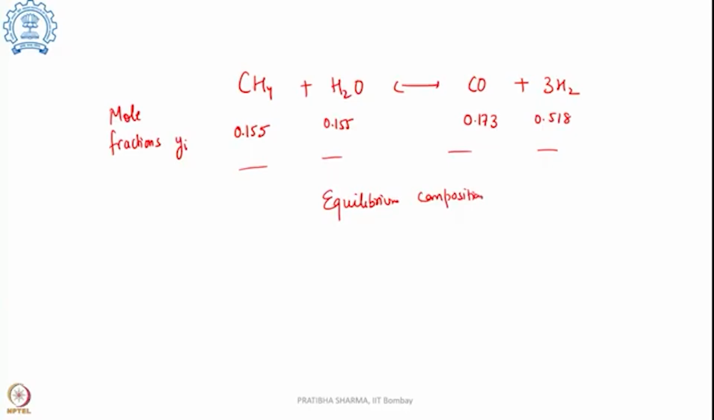We can find the number of moles also by substituting in the same equation. If we want to write in terms of moles, it comes out to be 0.4728 for methane, 0.4728 for steam, 0.5272 for CO, and 1.5816 for hydrogen. So, this is how we can find the equilibrium composition for either a water gas shift reaction or a steam methane reforming reaction. These are some simple problems that we have solved related to steam methane reforming. Thank you.